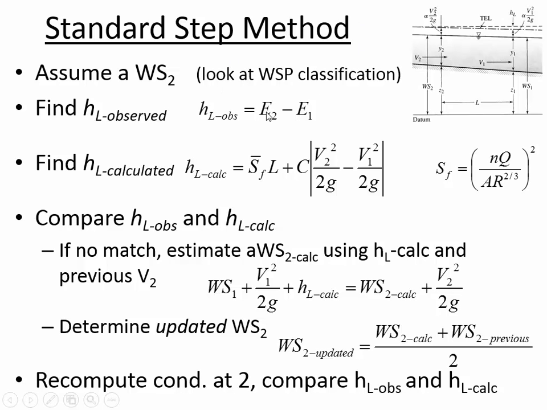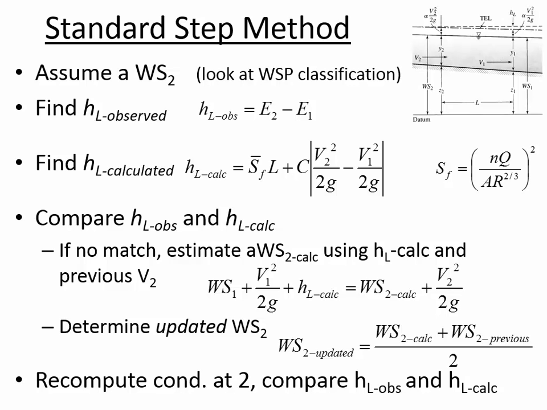And then we're going to compare the observed head loss to the calculated head loss, where the calculated head loss takes into account the slope of the energy grade line at the midpoint. So this is the same calculation that we did in the last example, where we're using Manning's equation to find out what's happening at the middle between the known section and the unknown section. So here's Manning's equation solved for S sub f.